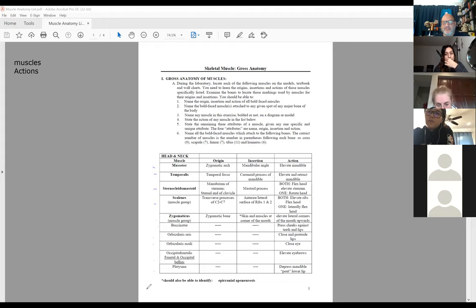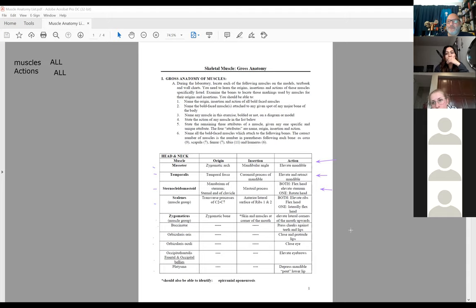Why are there dashes under origin? I'm getting to that. Sorry. So notice on your list, you are responsible for all of the muscles and all of the actions. Notice some of these just have one action. Some of them may have two, some of them may have three, some of them may even have four. If a muscle has four actions, how many of those actions do you need to know? Four of them, excellent. However, you will also notice that some of the muscles are bold.